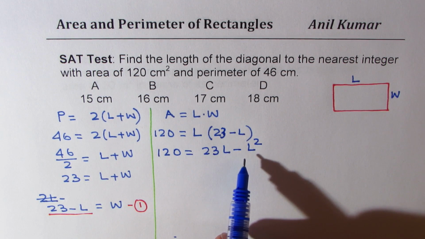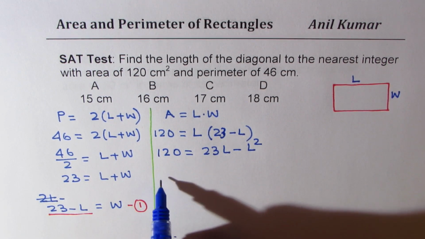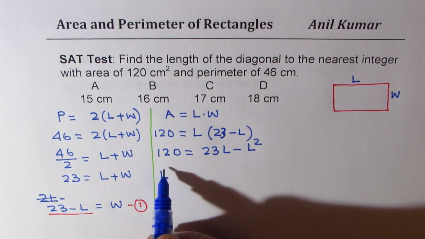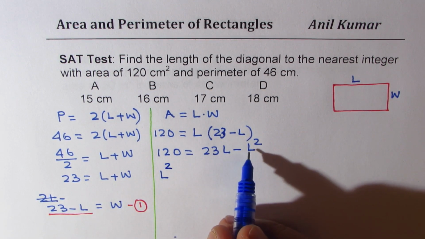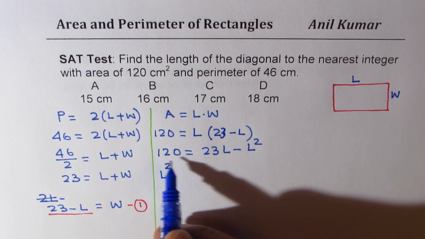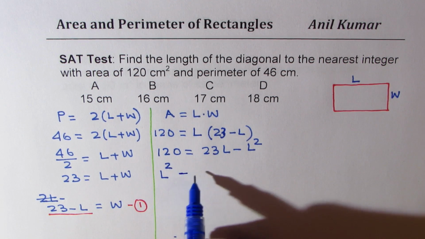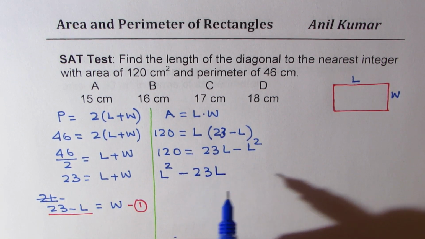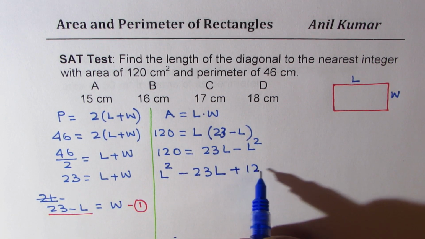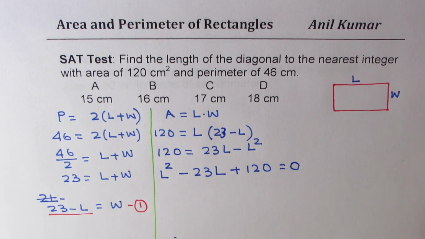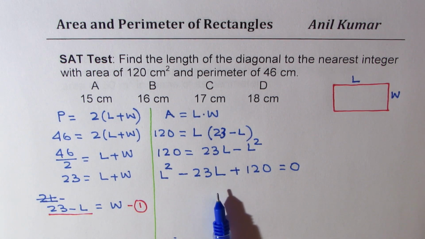Now that is a quadratic equation. We could write this with always positive coefficients, right, for the leading coefficient. So we bring it to the left side, this becomes positive L square, minus 23 L plus 120 is equal to 0. Now that's a simple quadratic equation for a high school student. You need to factor and get the solution, or you could use quadratic formula as you wish, correct?